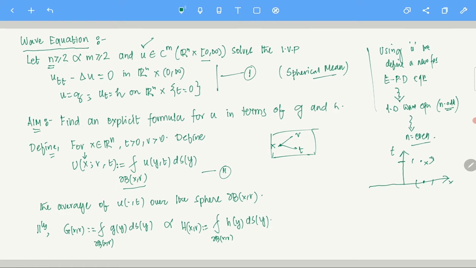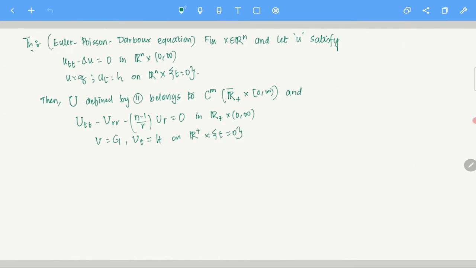And what we are saying is this: the average of u, which you are defining as capital U, that capital U also satisfies a very similar thing. It's a wave equation, right? If you look at it properly, what is this part, capital U_rr minus (n minus 1) by r U_r? If you recall, that is basically the radial part of the Laplacian. We did this when we started.